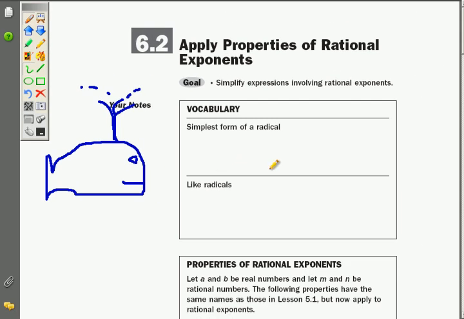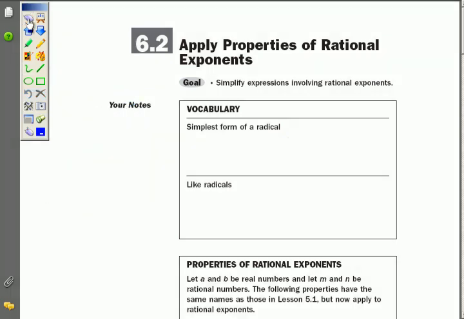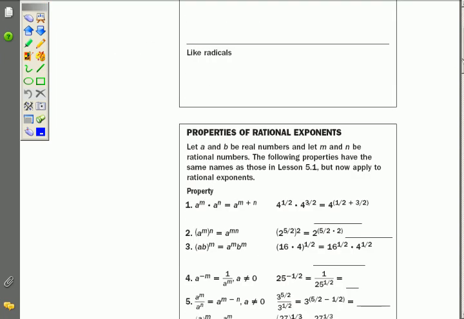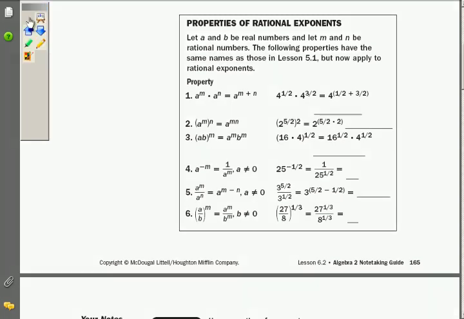When we're talking about radicals and simplest forms of radicals, one of the things is you can't have radicals, or you can't have square roots, on the bottom of fractions, and that will make things a little bit difficult for us sometimes. And also you can combine certain things, so we're going to skip over these definitions and just move on to the properties of rational exponents, and maybe that will make a little bit more sense to us.